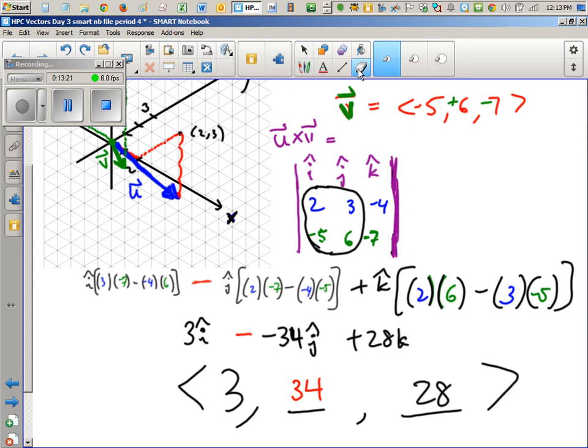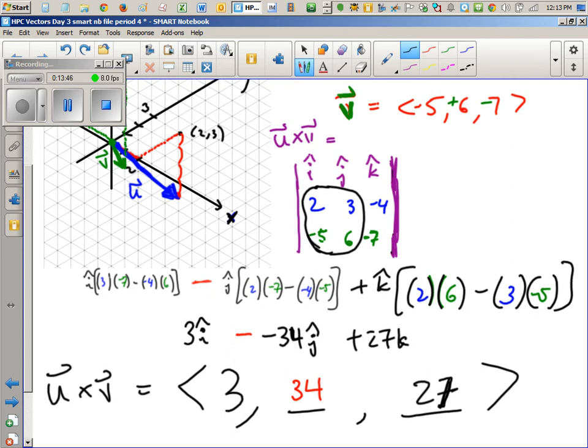I left my 27. I left my middle component in red to remind you that that one is the opposite of what you got. Okay? 27. So this is the u cross v vector. And trust me, it's perpendicular to the other two, even though u and v were not perpendicular.